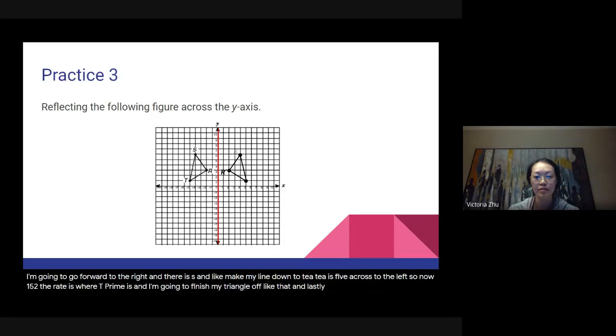And lastly, label, and that would be done.